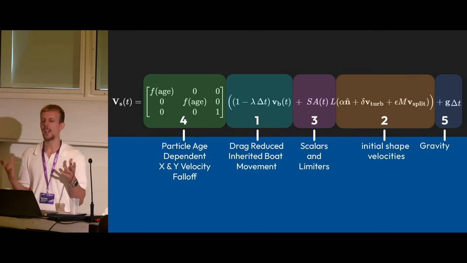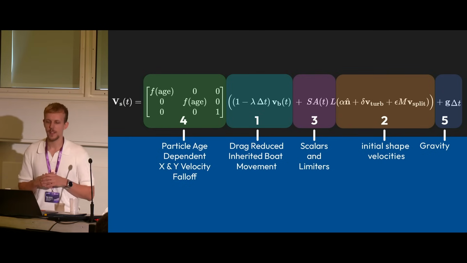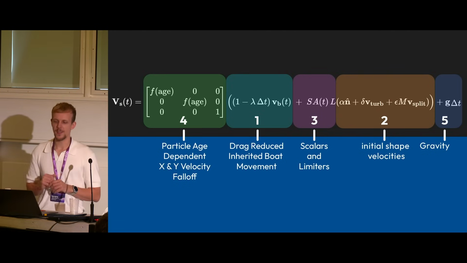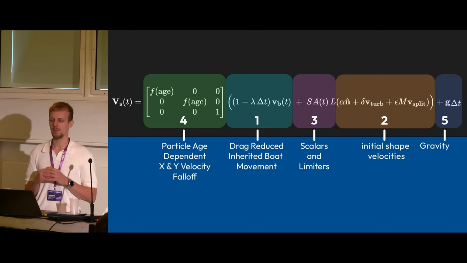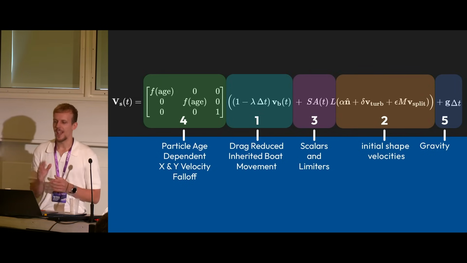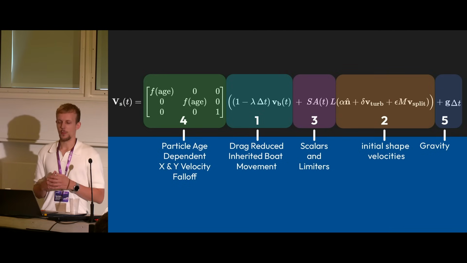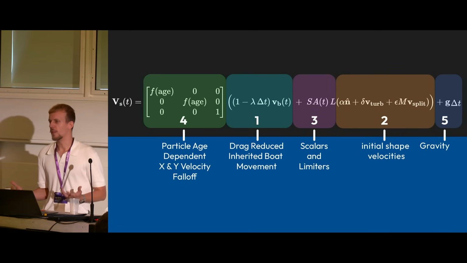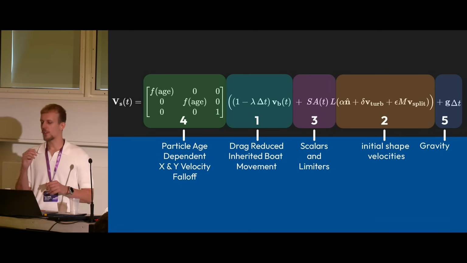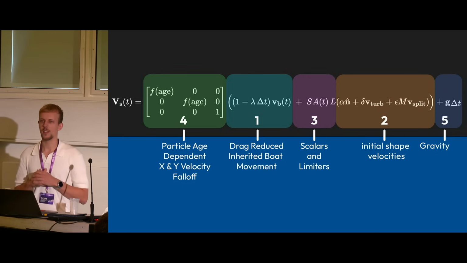And in step 3, we just have some regular scalars and limiters. At some point, the speed of the boat got so high that the splash would go out of control. So we just limited that, kept that at a certain value, and we can still manually scale that down and up. Then part 4 is just saying that the x and y elements of the vector velocity are scaled down with particle age, right? And that's just a more natural way water behaves, we found, or we thought, and they just move down more over time instead of out over time. Step 5 is just gravity interacting constantly with your points, dragging your points down below the actual water surface.